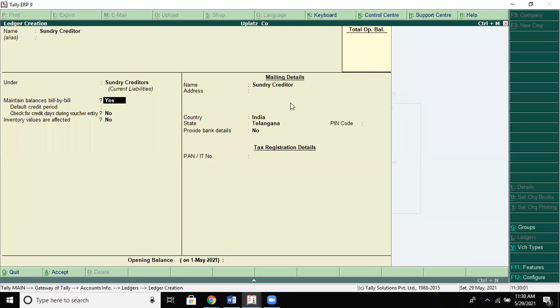Sundry creditors. Now, maintain balances bill by bill. Do you want to maintain balances bill by bill? Yes, of course. Whenever you're maintaining the sundry creditor details, the balances should be maintained based on bill. So it is usually recommended that you maintain bill by bill.